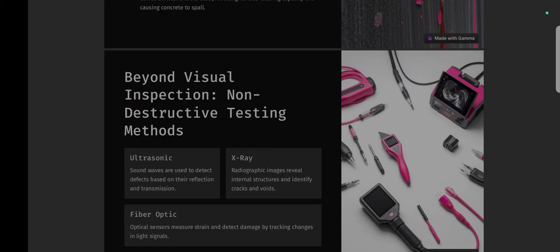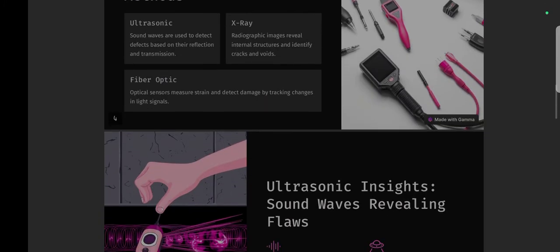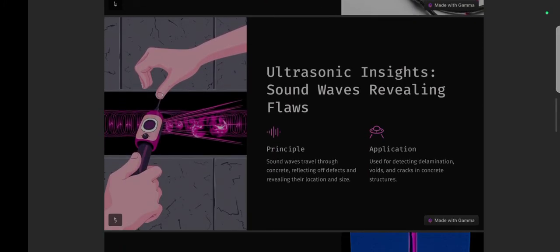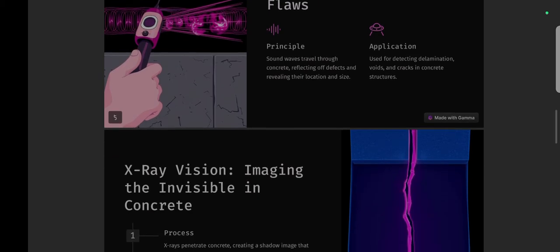GPR uses radar waves to scan the concrete structure and detect internal features such as cracks, voids, reinforcement placement, and depth. The radar waves are transmitted into the concrete, and the reflections of these waves are recorded to create an image of the subsurface conditions. Ultrasonic insights, these are already completed.